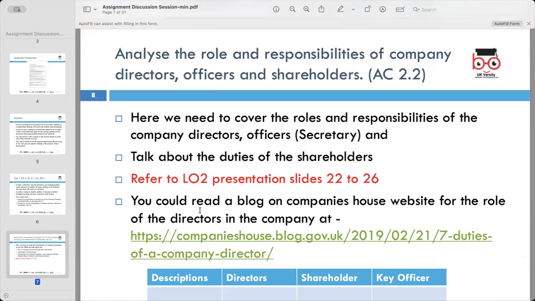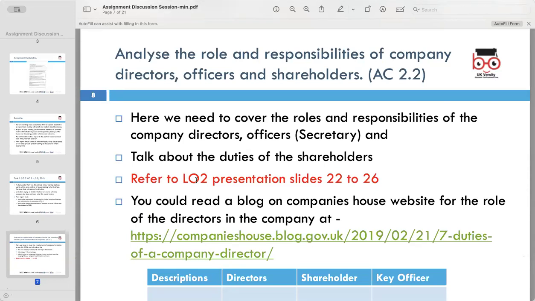Then analyze the roles and responsibilities of company directors, officers, and shareholders. Discuss the tasks and functions that directors perform in a company. This includes making important decisions, overseeing the business strategy, and ensuring compliance with the law. You can talk about their responsibilities, highlighting the legal duties directors have, such as acting in the company's best interest, avoiding conflict of interest, and maintaining accurate financial records.